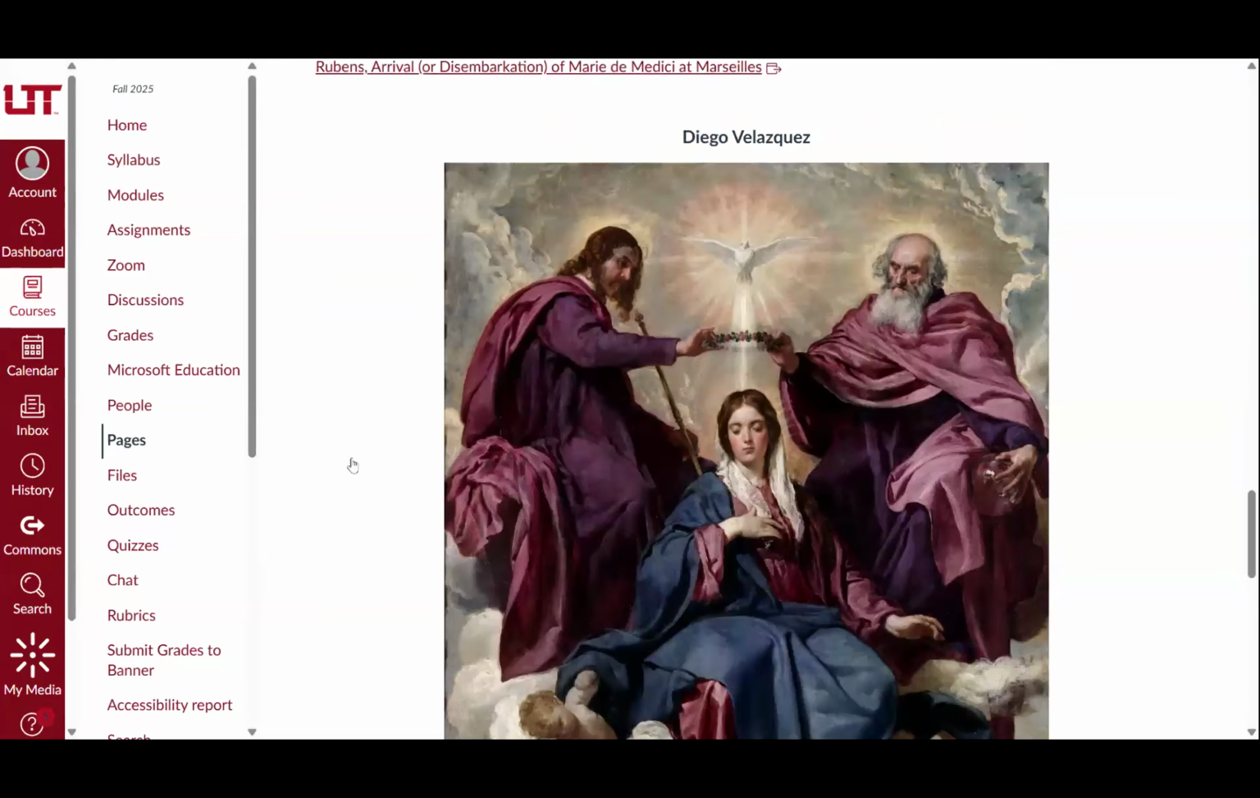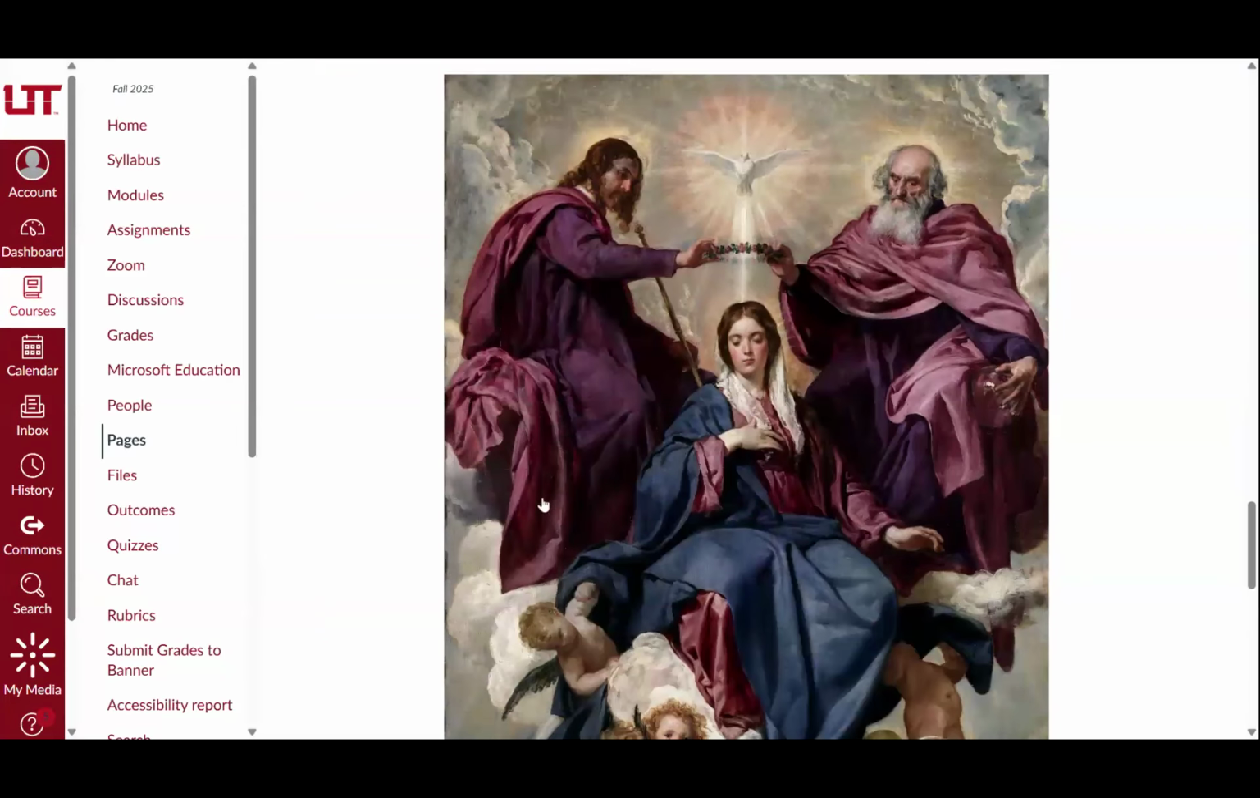That'd be an interesting project. Anybody who wants to take on that project, try to think about or share the timeline of angel wing development. So here is Crowning Mary the Queen of Heaven.